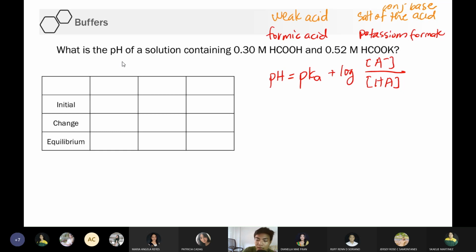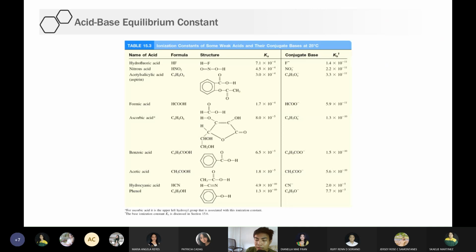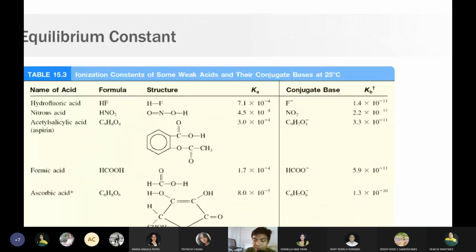So, ang hinahanap natin pH. So, yung concentration ng conjugate base given na 0.52. Concentration ng acid given na 0.3. So, ipa-plug in mo na lang yun dito. The question is, ano yung pKa mo? Ano yung Ka ng formic acid? So, if you could still remember, may table akong pinakita kanina that lists all the acid and their corresponding Ka values. So, ayan. Nandito siya sa PowerPoint natin.